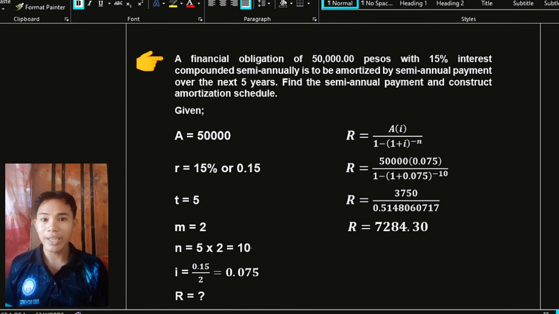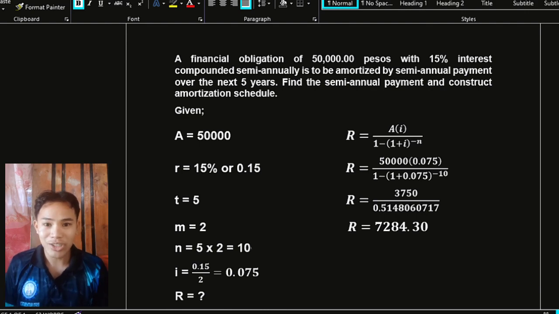A financial obligation of 50,000 pesos with 15% interest compounded semi-annually is to be amortized by semi-annual payments over the next 5 years. Find the semi-annual payment and construct the amortization schedule.